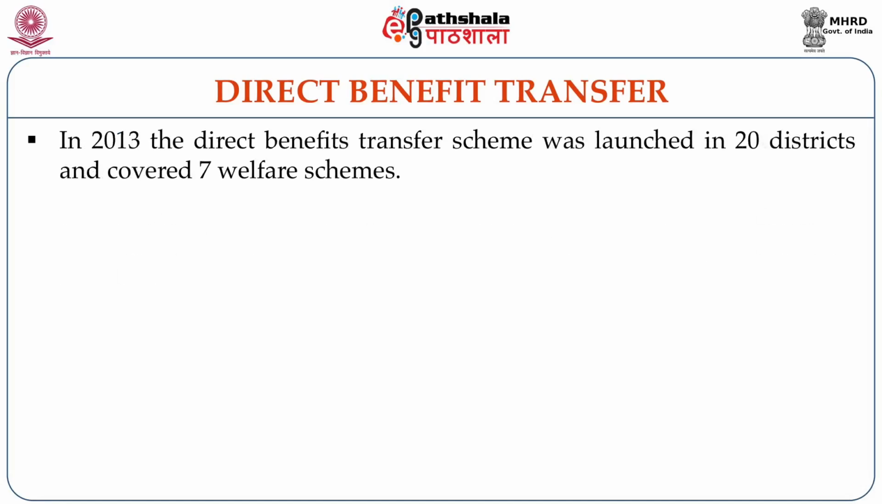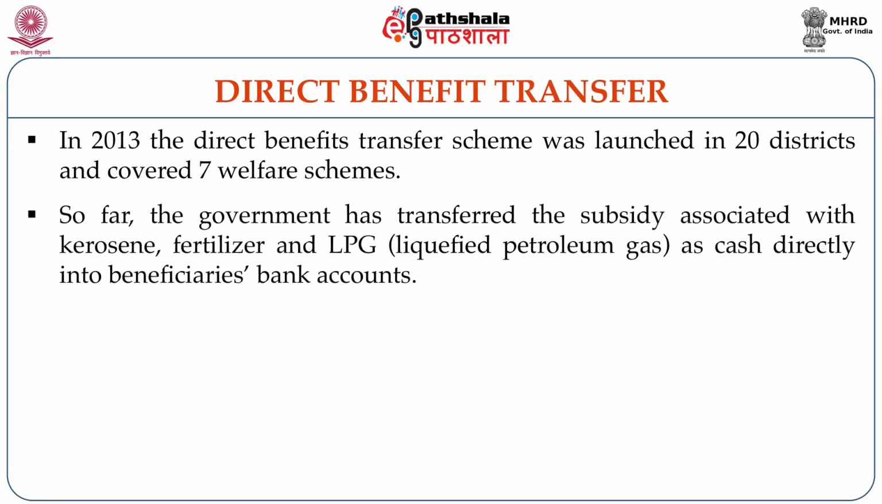In 2013, the direct benefits transfer scheme was launched in 20 districts of the country and covered 7 welfare schemes. So far, the government has transferred the subsidy associated with kerosene, fertilizer, LPG, that's liquefied petroleum gas or cooking gas, as cash directly into beneficiaries' bank accounts.